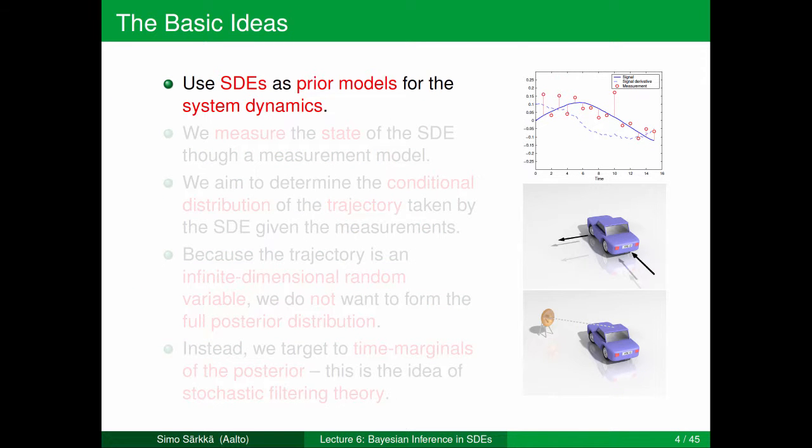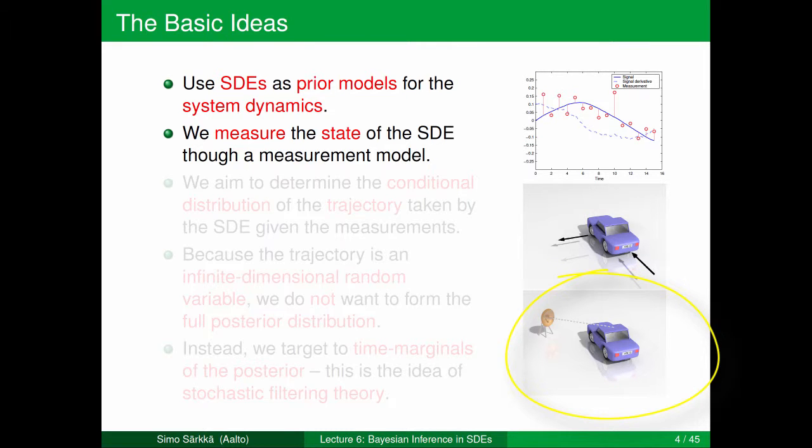The basic idea is to use an SDE as a prior model for a dynamic system. For example, if we have a car, like on the right, it has certain dynamics that we can basically write down if we know the laws of physics. However, the dynamics are uncertain, and we will model those uncertainties in the dynamics using a stochastic process. We measure the state of the SDE, or the state of the car, for example, through some kind of measurement model. We might, for example, have a radar as shown on the right.